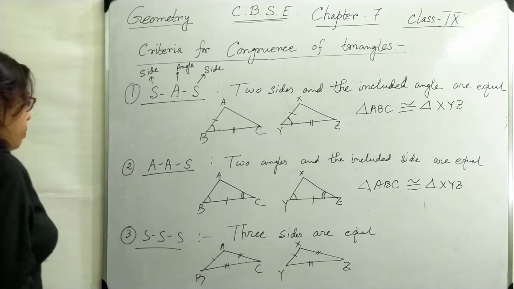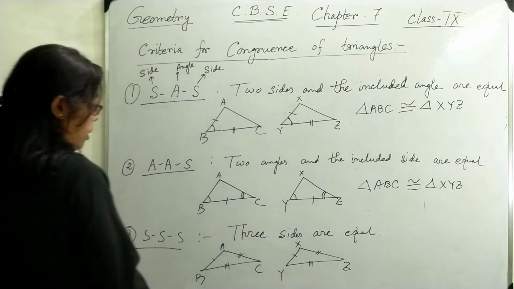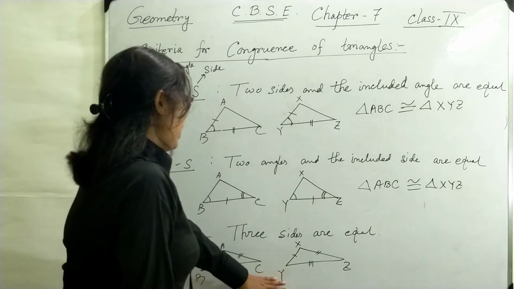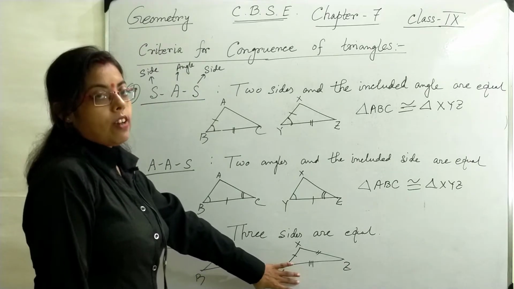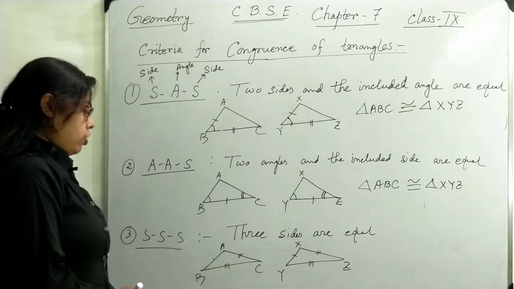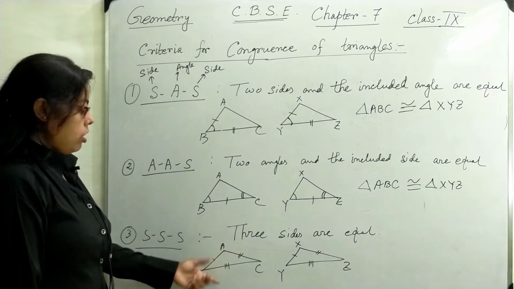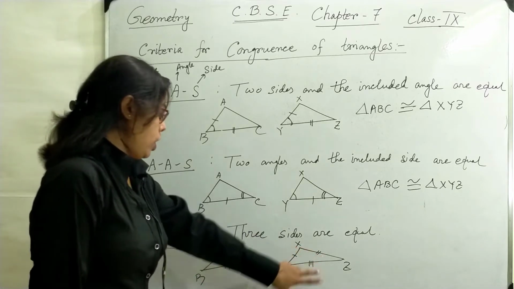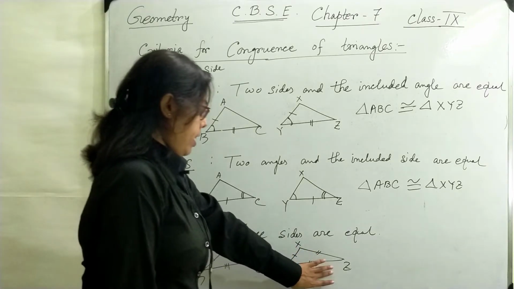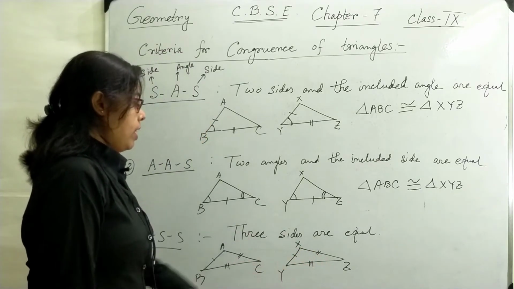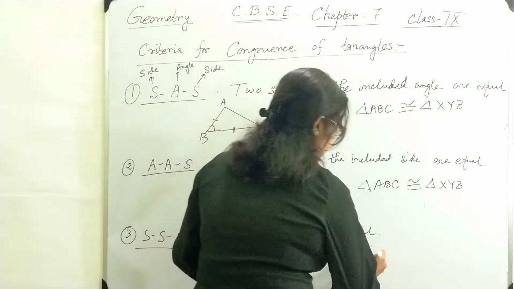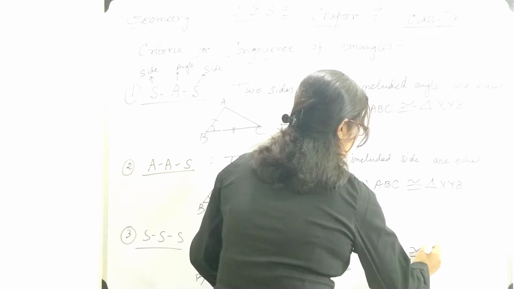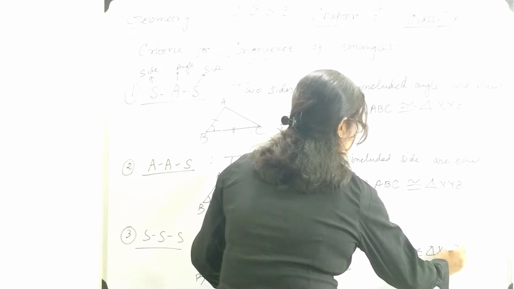And the third property is side side side. If three sides are equal, then we can say that both the triangles are congruent in nature. You can clearly see in the picture that AB equals XY, AC equals XZ, and BC equals YZ. Then you can write down here triangle ABC is congruent to triangle XYZ.